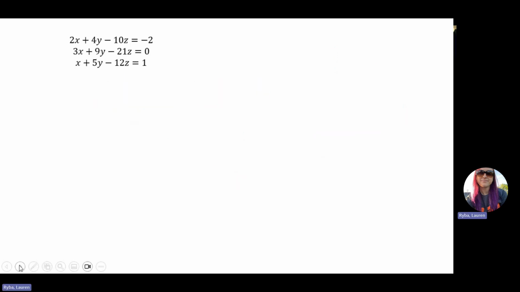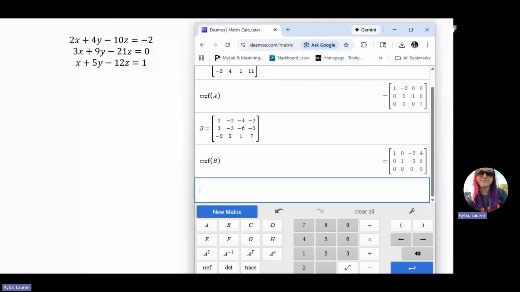All right, so you guys just practice with the calculator really quick. We have 2x plus 4y minus 10z equals -2. 3x plus 9y minus 21z equals 0. And x plus 5y minus 12z equals 1. So go ahead, practice that one in your calculator here.